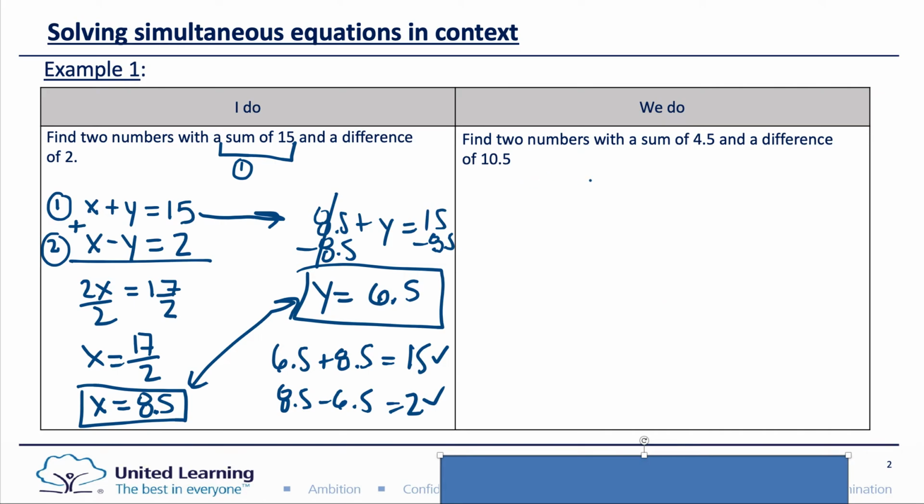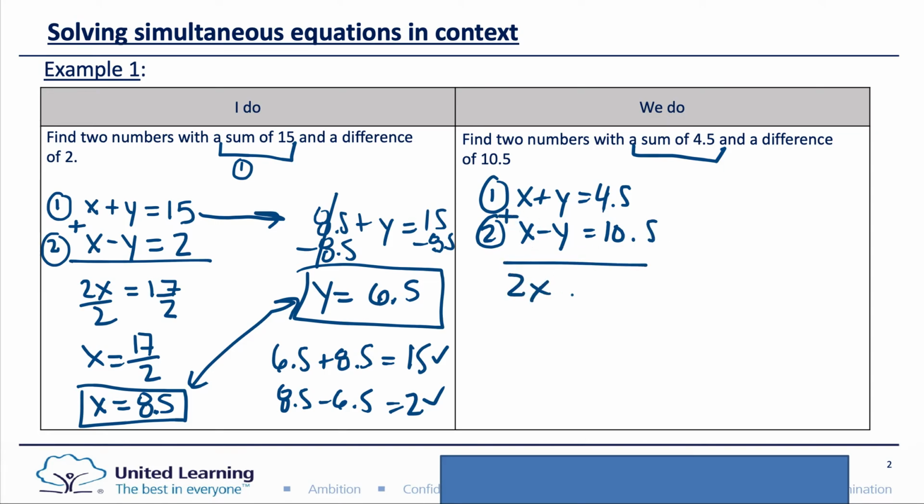Okay, let's take a look. How do we do? So sum of 4.5. Equation 1, x plus y equals 4.5. Equation 2, difference. So we take them away from each other and you get 10.5. I'm going to choose addition again. So I get 2x equals, y's cancel, which is great. I end up getting 15 because that would become a whole 1.